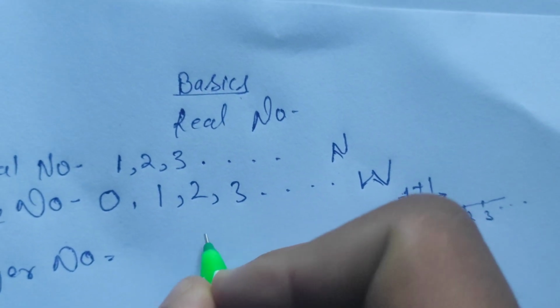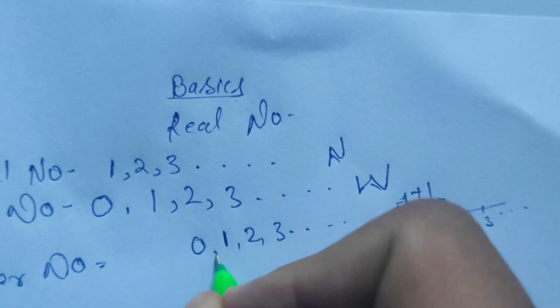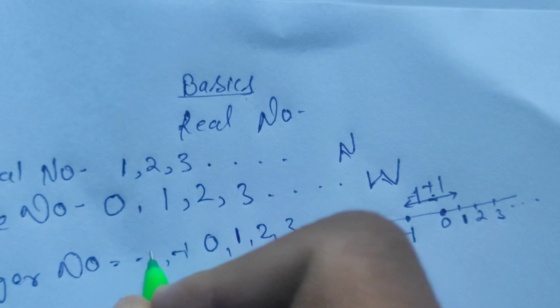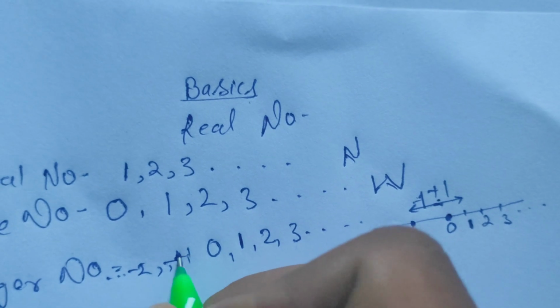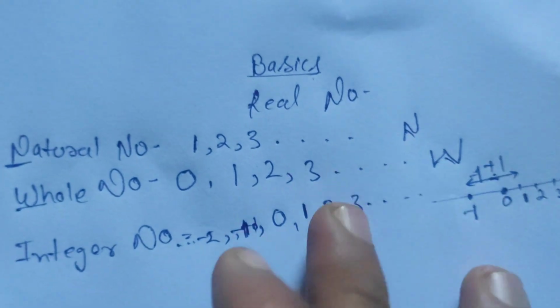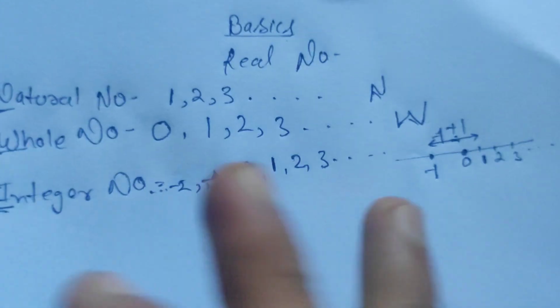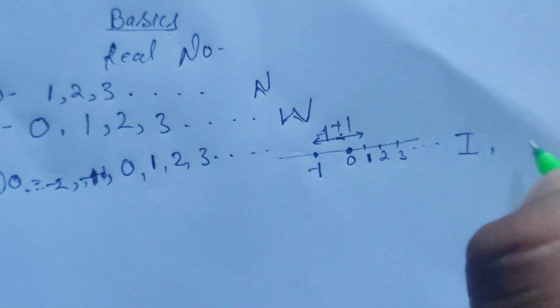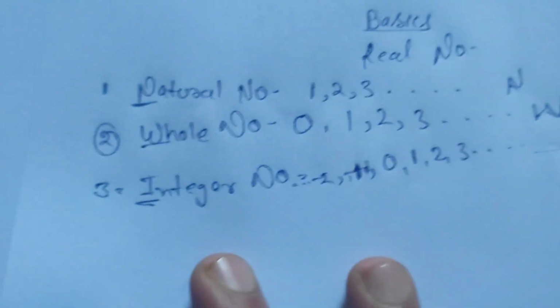This is the 0, and 1, 2, 3 and so on. Now we flip all the numbers this way: minus 1, minus 2, and 0. The whole series is called integers, denoted by I or simply Z. Whichever you are comfortable with is your choice, but normally we say I and Z.